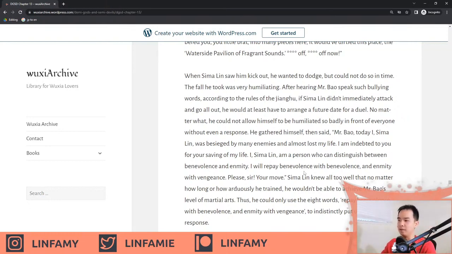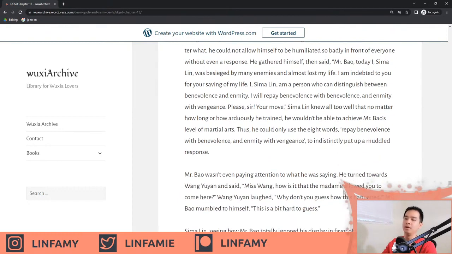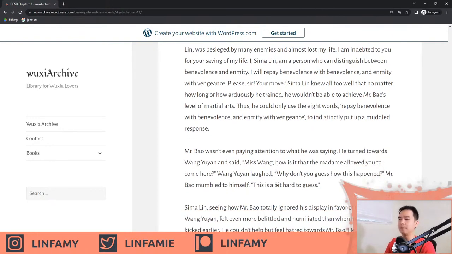Sima Lin knew all too well that no matter how long or how arduously he trained, he wouldn't be able to achieve Mr. Bao's level of martial arts. Thus, he could only use the 8 words, repay benevolence with benevolence and enmity with vengeance, to indistinctly put up a muddled response. Mr. Bao wasn't even paying attention to what he was saying. He turned towards Wang Yuyan and said, Miss Wang, how is it that the madam allowed you to come here? Wang Yuyan laughed. Why don't you guess how this happened? Mr. Bao mumbled to himself. This is a bit hard to guess.